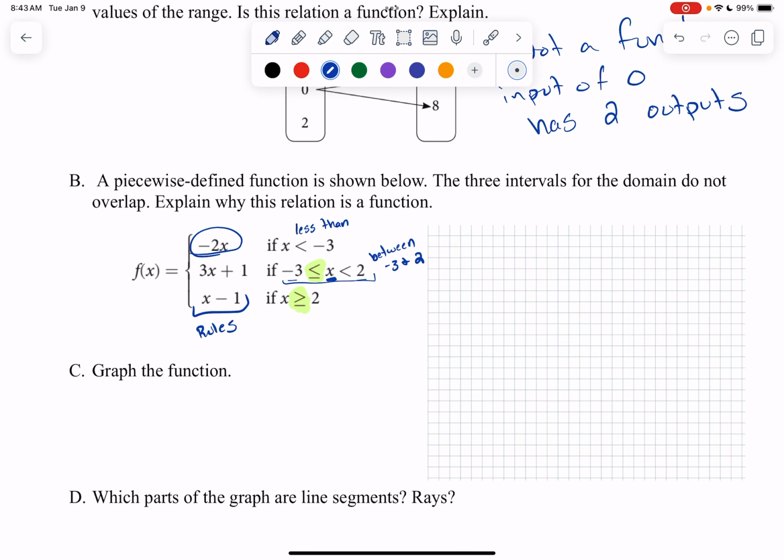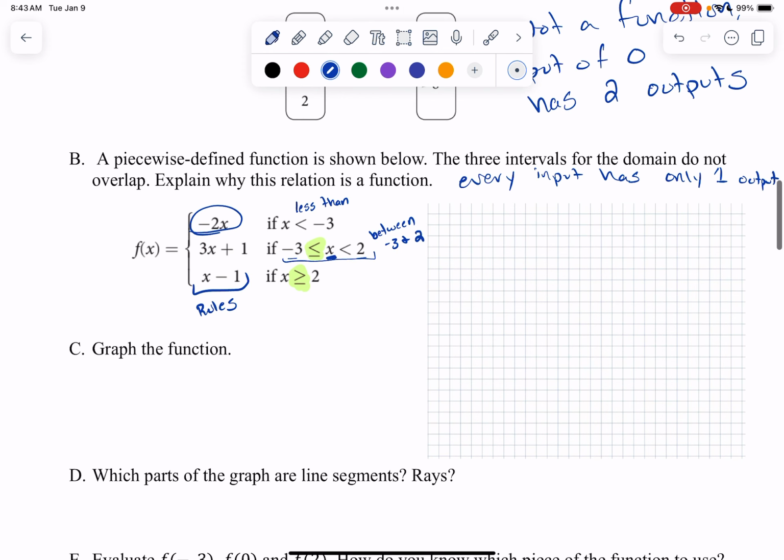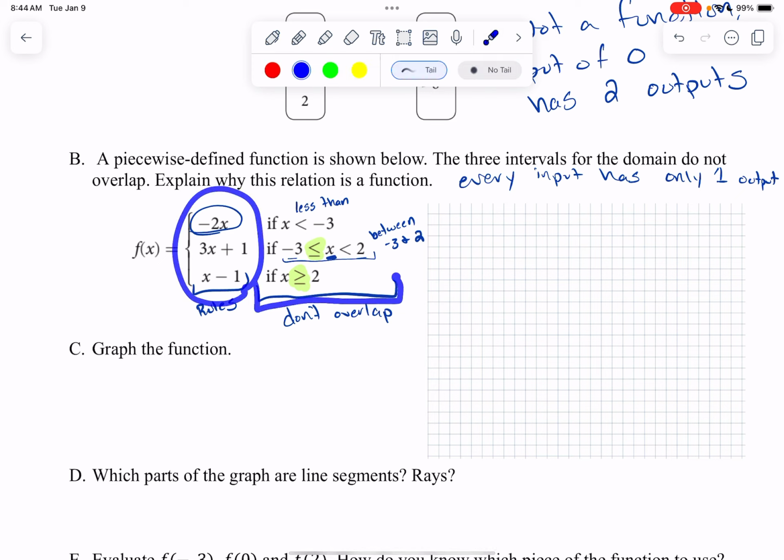So it's a function. Explain why this relation is a function. Every input has only one output. That's why it's a function. Every input has only one output because these domains don't overlap. And they can't for it to be a function. So these first bits here are the rules. These here tell you when to use that rule, like for what domain values do we use which rule?